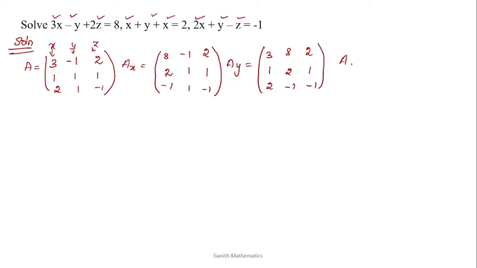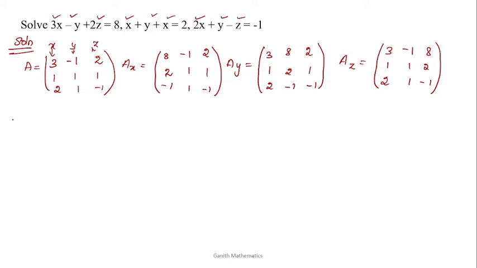Similarly, I can write A z is that. Okay, so please write by yourself so that you can verify whether we are doing it correctly. So it will be 3 1 2 and minus 1 1 1 and 8 2 minus 1. So these are the three different matrices for which we need to find the values of x, y, z. Before finding the value of x, y, z, I am going to find the determinant of these matrices.